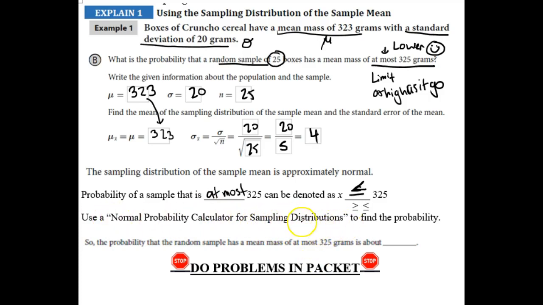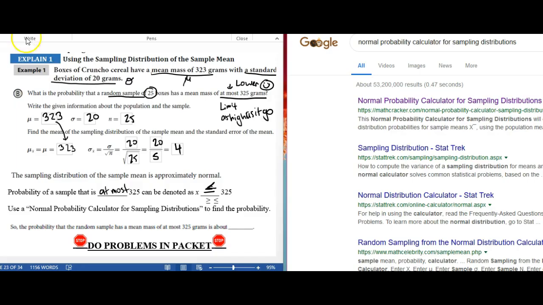We're actually going to use the normal probability calculator for sampling distribution. In fact, that's what I'm going to Google in just a moment to show you one of the ones I use to find the probability. Just so you know, there's a lot of great online resources to help with calculating all of this stuff out. You don't have to go out of your way to find them. In fact, all I did was I took a normal probability calculator for sampling distributions and I put it in my Google search engine and I clicked on the first result because why not?